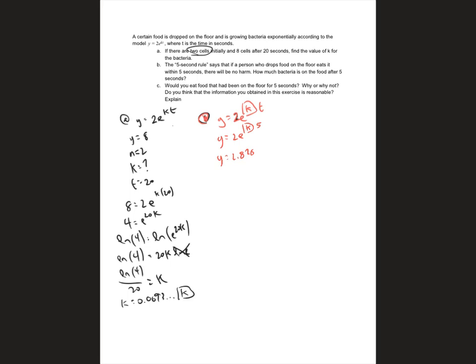Part C, totally interpretive. Would you eat food that hit the floor for 5 seconds? I wouldn't, because there could be dirt all over the floor, it could be anything on the floor besides just the bacteria, but it's just good to know that the bacteria themselves are not the problem. You also are assuming that only 2 bacteria got on the food when it hit the floor in the first place, so there could be more there. I wouldn't. That's just me, though. But that answer is entirely up to you.